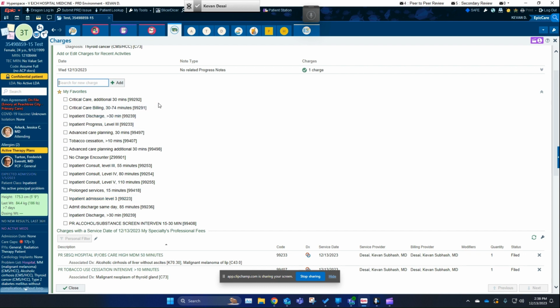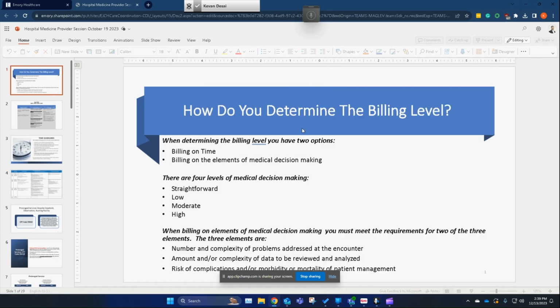On any given day, the primary bill should either be the critical care billing 99291, or a discharge 99239, or an inpatient progress note 99233, or an admission H&P note bill, which is a 99223. So let's start with how do you determine the billing level? These are slides that were given to me by Gina Evans, whom I will credit at the end of the presentation.